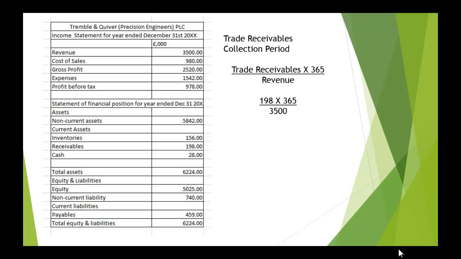I'm going to multiply that by 365 and divide by 3,500. So that's going to come to 72270 by 3,500, which works out as 20.65 days. That's our trade receivables collection period, 20.65 days.